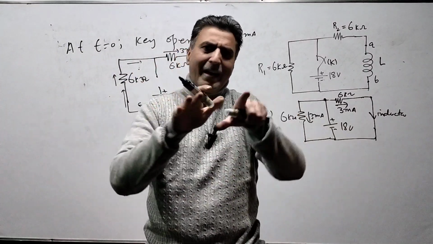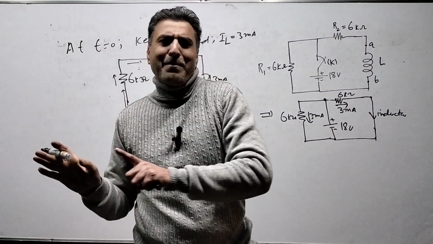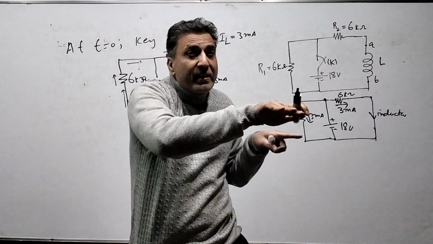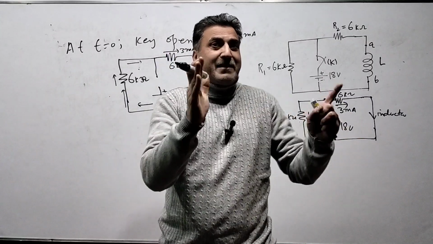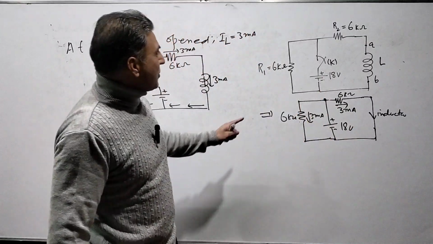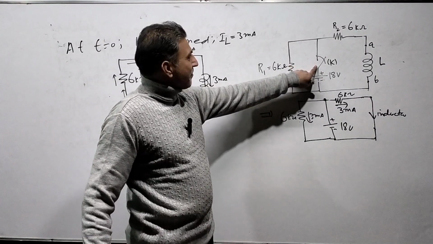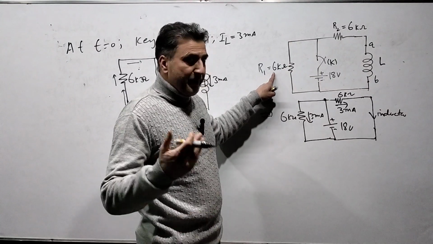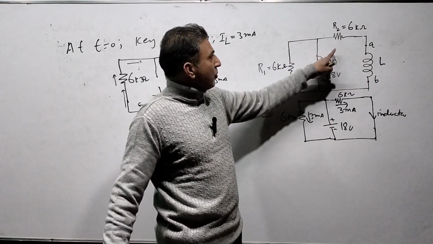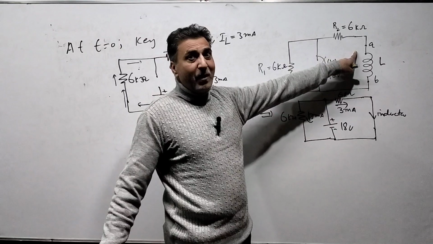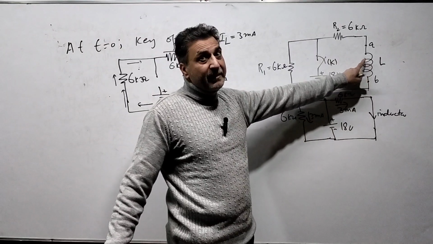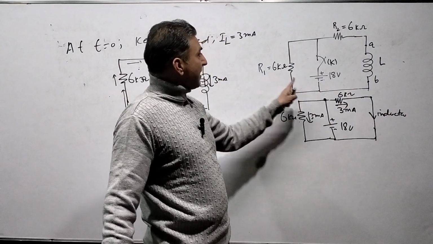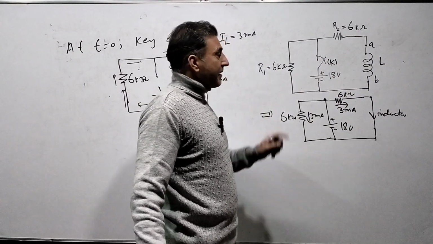After some time, the current will decay. Finally, the current will become 0. But at t is equal to 0, the inductor will try to sustain the current. It will try to keep the current constant. That is the point. So at t is equal to 0, when you open the key, the current this battery was sending through this resistor will become 0. But the current through this will not become 0, because this inductor will sustain that current. It will keep that current constant, but that current will find its path through this resistor, not through the battery, because battery is already cut.